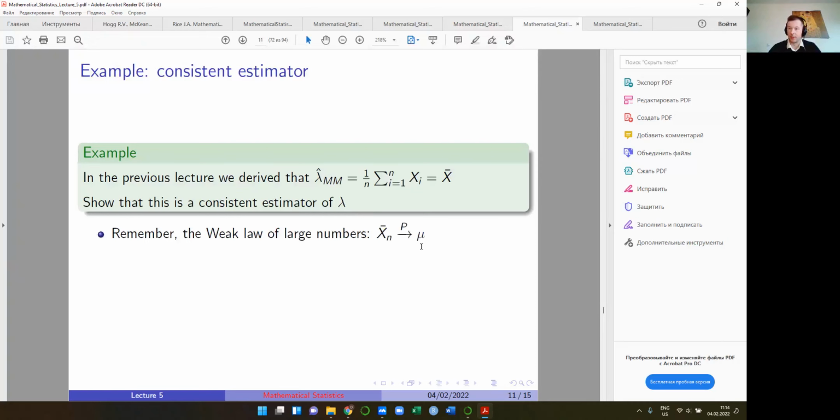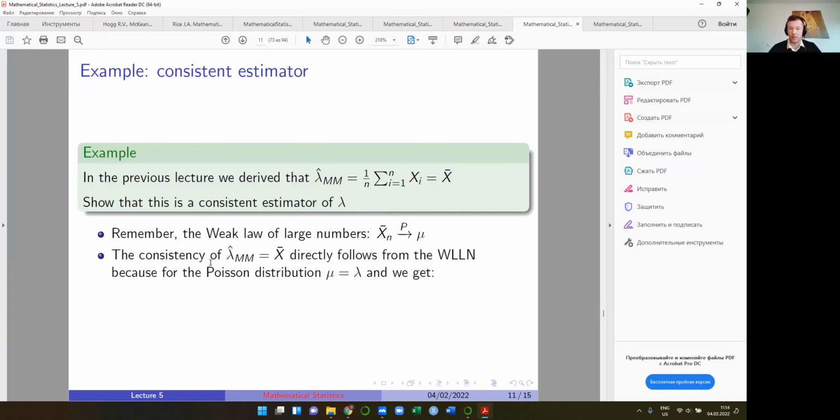Well, the weak law of large numbers says that the sample mean converges in probability to the population mean. I know that lambda hat equals the sample mean, and that the sample mean converges in probability to the population mean. And the population mean in the Poisson distribution equals lambda. So now if x bar converges to mu, and this is x bar, and this is my mu, lambda, so we get that.